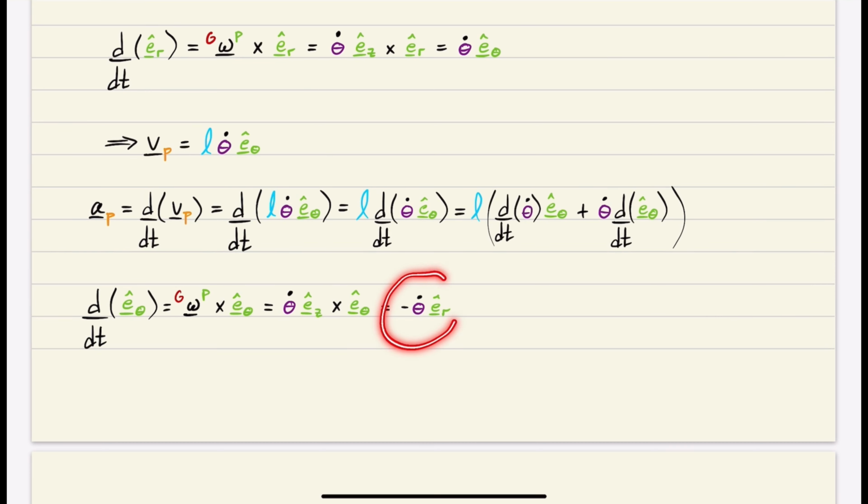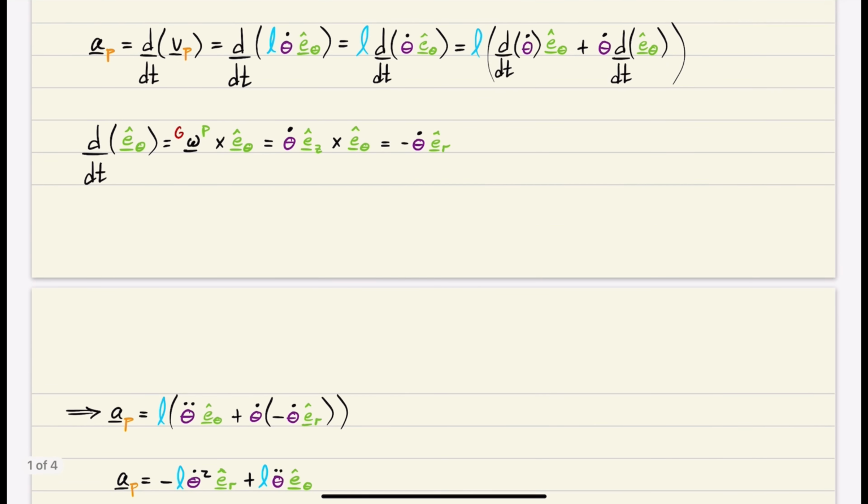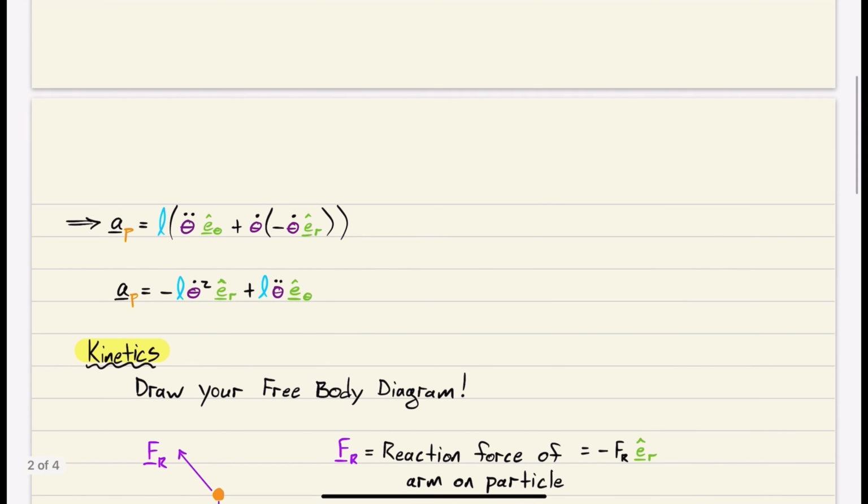And so we can plug this in right here. And then we also know that d dt of theta dot is just going to be theta double dot. So after we plug that in, you'll see we have theta double dot times e theta plus theta dot, and then we're plugging this guy in right here to get negative theta dot er. And if we do the multiplication for that and distribute the L, then we end up with the acceleration is equal to negative L theta dot squared er plus L theta double dot e theta. This is our acceleration of point P.